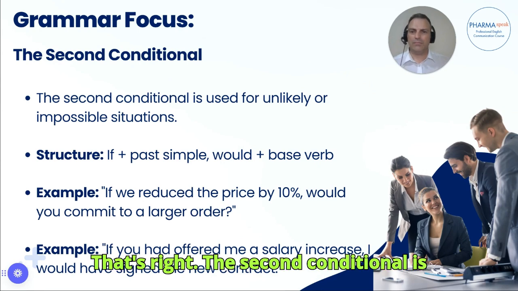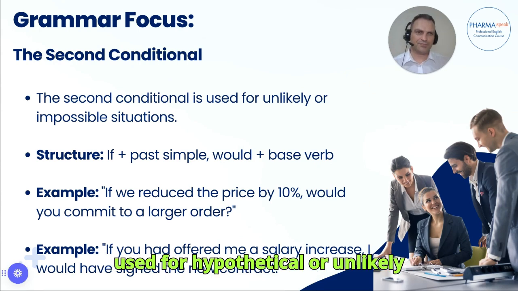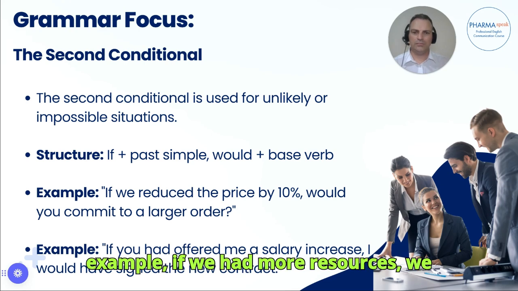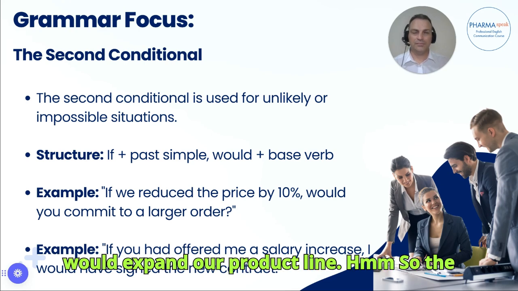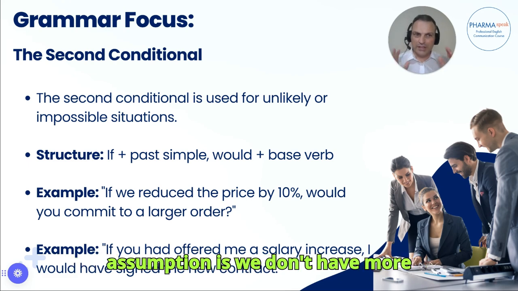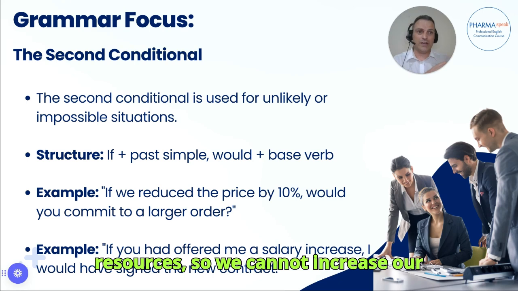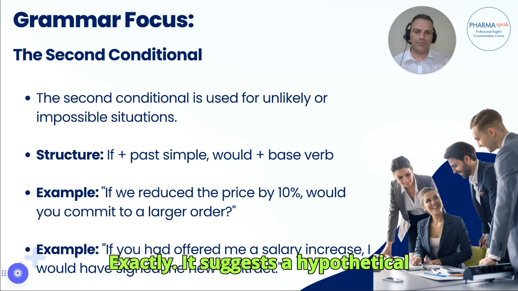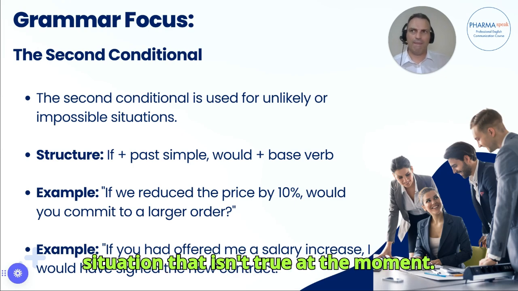That's right. The second conditional is used for hypothetical or unlikely situations in the future. It typically follows the structure if plus past simple, would plus base verb. For example, if we had more resources, we would expand our product line. So the assumption is we don't have more resources, so we cannot increase our product line. Exactly. It suggests a hypothetical situation that isn't true at the moment.